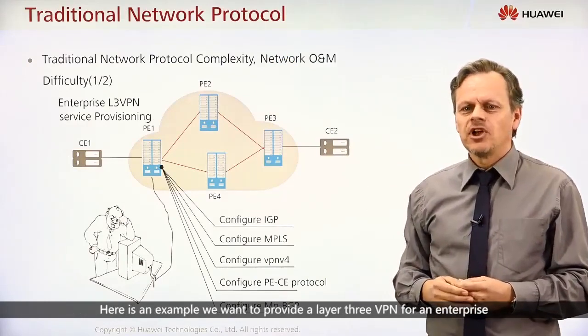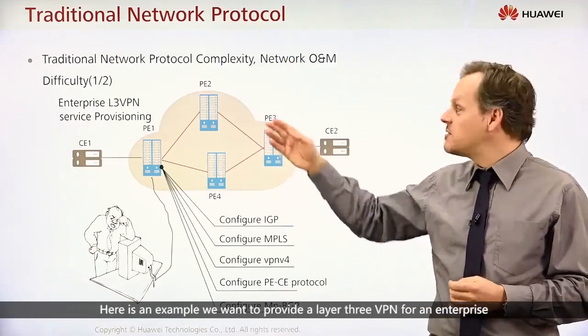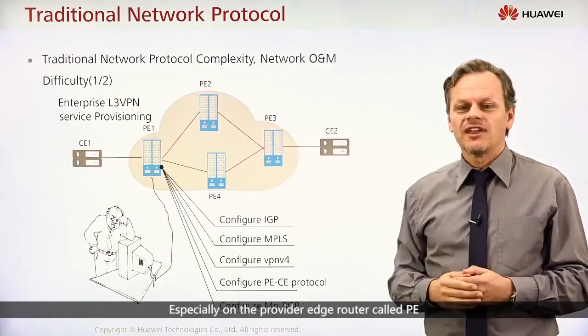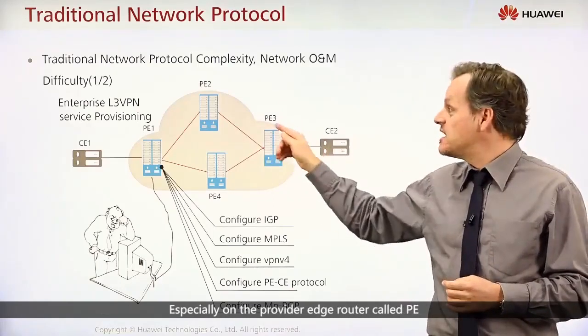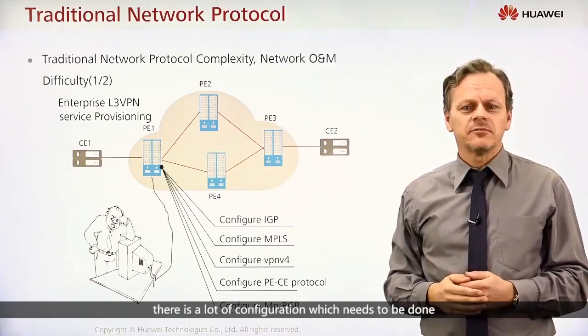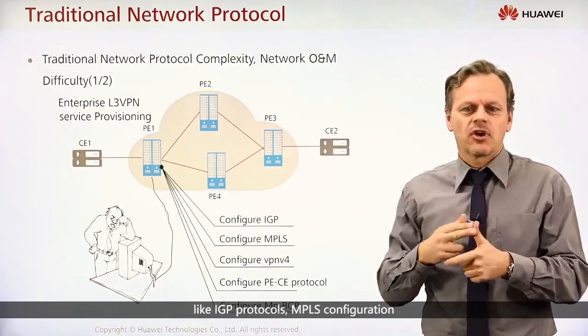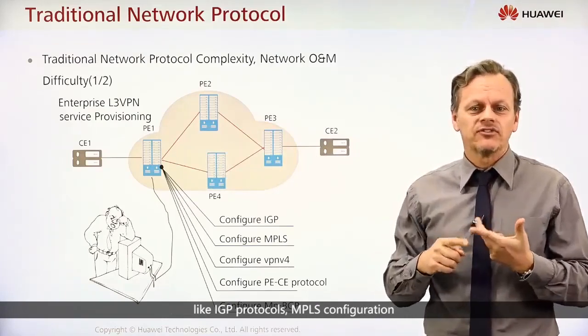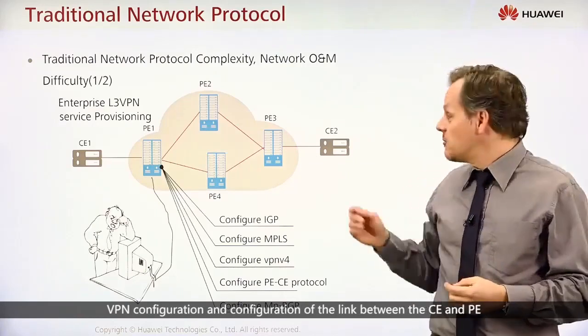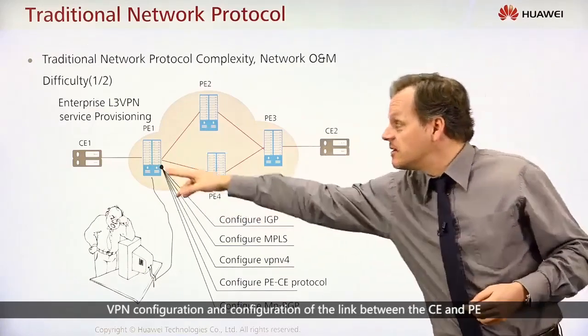This slide shall highlight the problem of difficulty to perform O&M tasks in traditional networks. Here, as an example, we want to provide a layer 3 VPN for an enterprise, especially on the provider edge router called PE. There is a lot of configuration which needs to be done, like IGP protocols, MPLS configuration, VPN configuration, and configuration of the link between the CE and the PE.